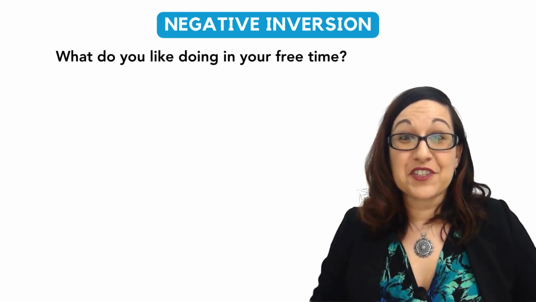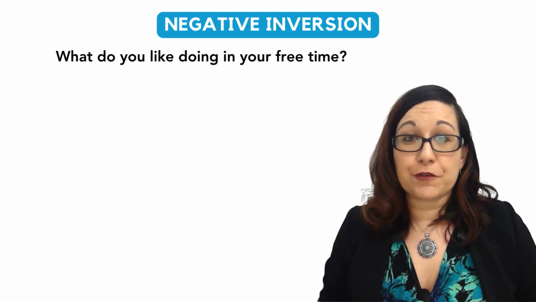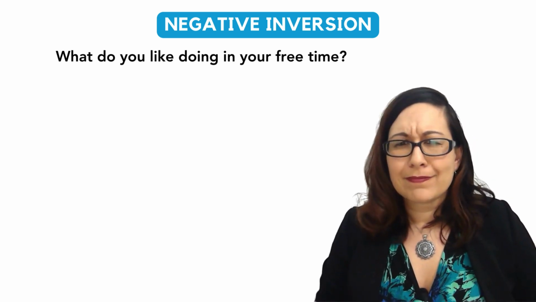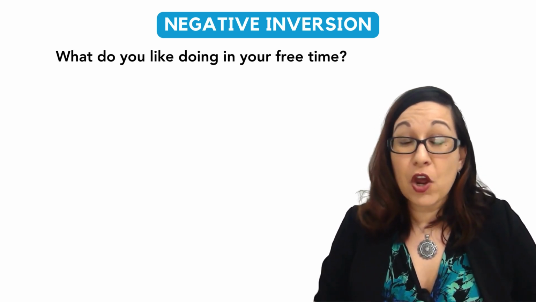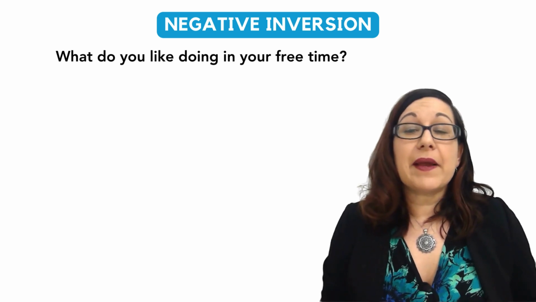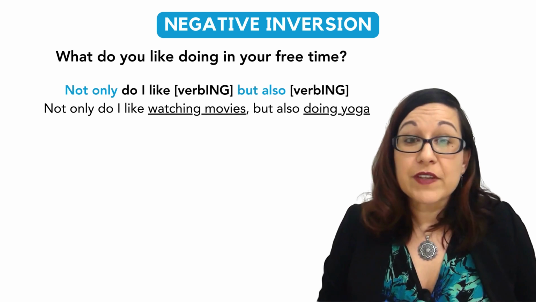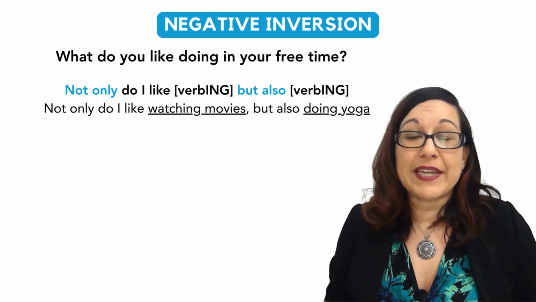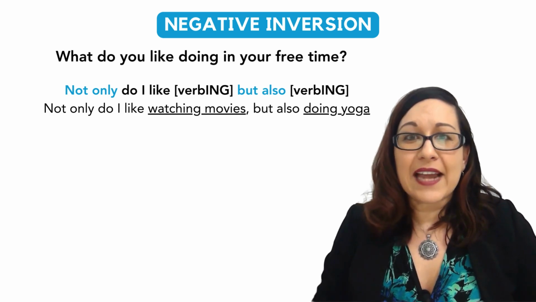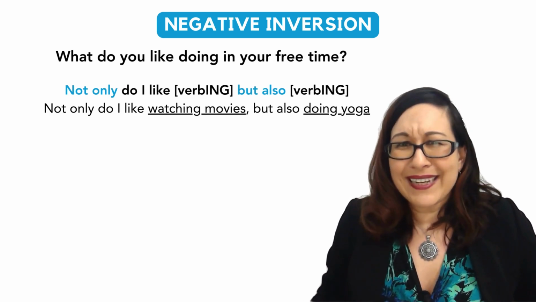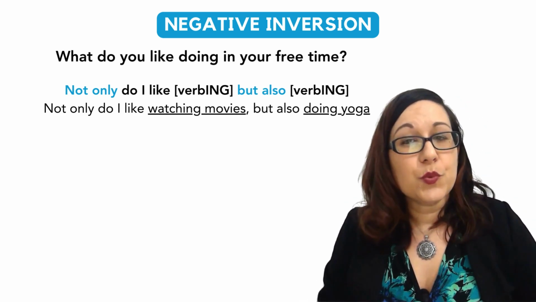So let's try another totally different example. What do you like doing in your free time? Easy question. Do you need to pause and think about it? Maybe not. Let's take a look at my examples. So not only do I like watching movies, but also doing yoga. Now, we used nouns in the other examples, and a gerund is like a noun. So watching movies and doing yoga.